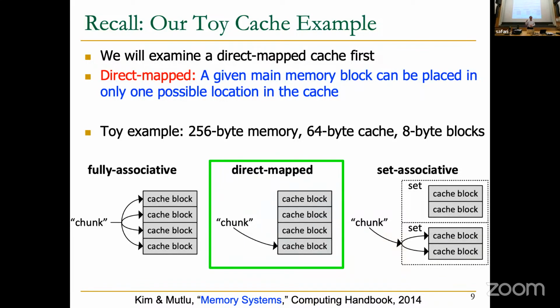But now let's go back to our toy cache example, because I want to cover some of the basic design decisions before we move further to more complex ones. So, remember our toy cache example. We actually built a toy cache that was direct mapped. And you know what direct mapped is. Just to remind you, a given main memory block can be placed in only one possible location in the cache. And this was our representation of the direct mapped cache.